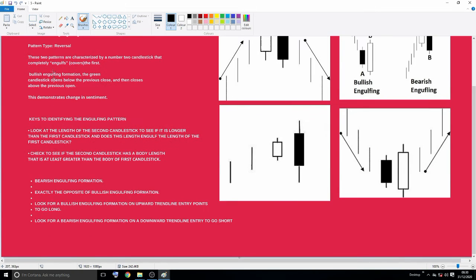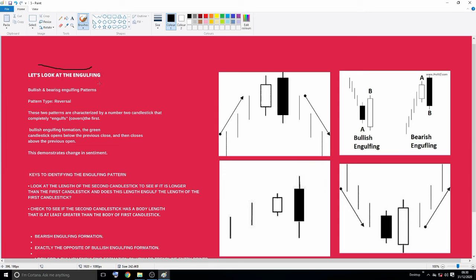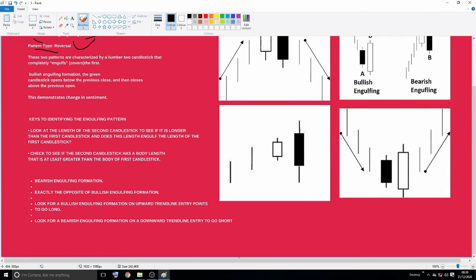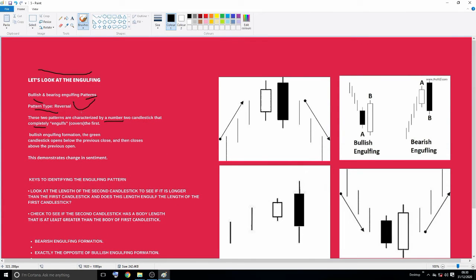And then let's look at the engulfing. The engulfing is both bullish and bearish. We have a bullish and a bearish pattern. The pattern type is a reversal. These two patterns are characterized by two candlesticks, where the second completely engulfs or covers the first one. So in a bullish engulfing formation, the green candlestick opens below the previous close and then closes above the previous one. So the green candlestick completely covers the red candlestick.